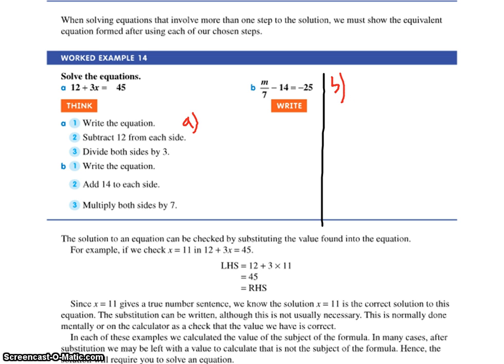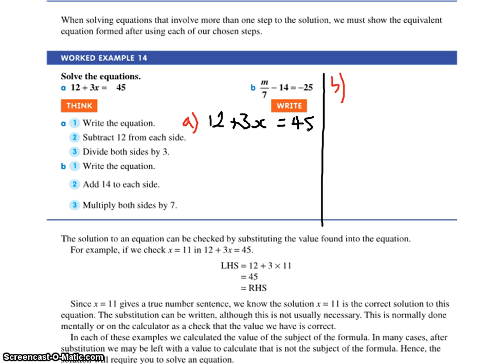Okay, question A is 12 plus 3x equals 45. All right.